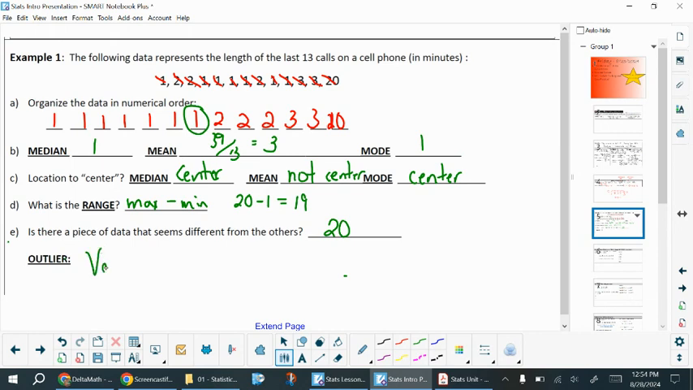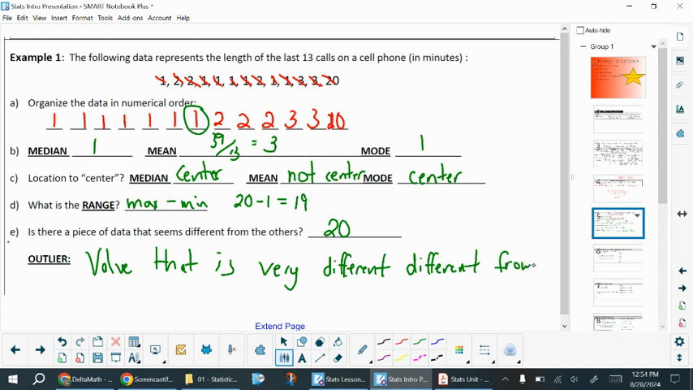An outlier is just a value that is very different from all the others. And you could reasonably have 1 or 2 outliers. If you're getting much more than that, we're probably not talking about an outlier so much anymore.